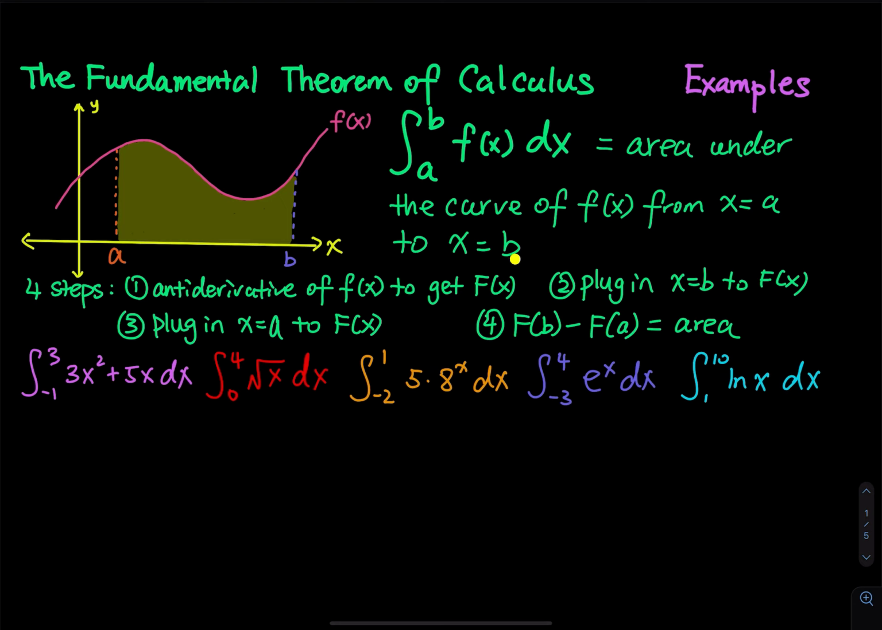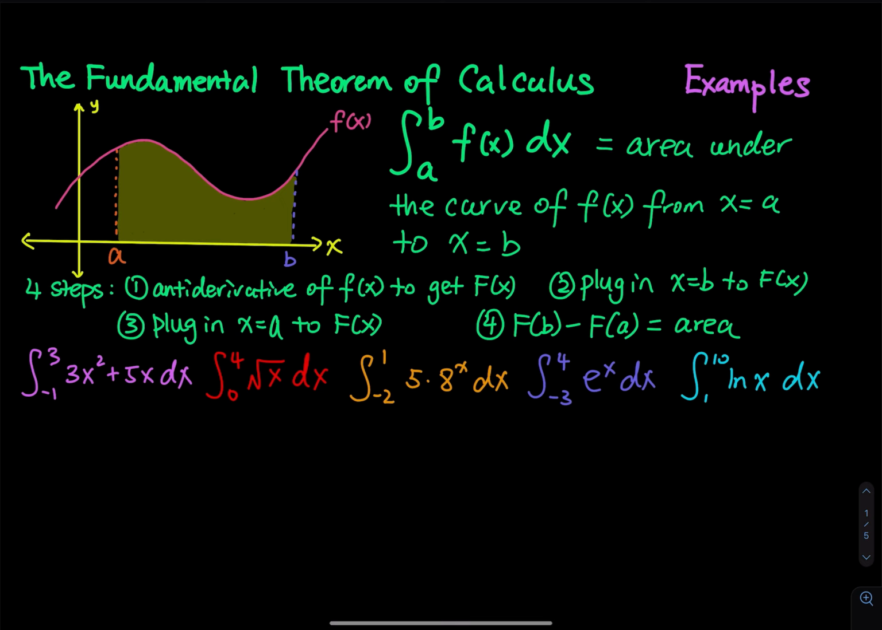And here is how the FTC works. First, we take the antiderivative of the function. Later on, we will just say we are trying to integrate f of x. So we integrate f of x to get the capital F, and then we plug in B, and then we plug in A, and then we use F of B to subtract F of A to get the area.